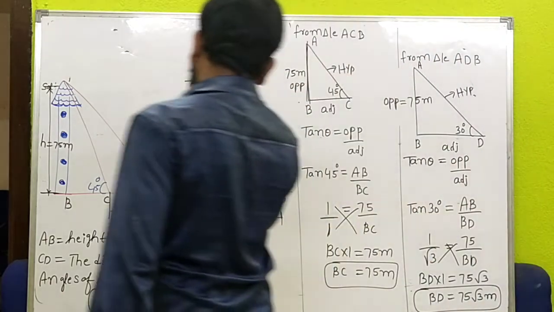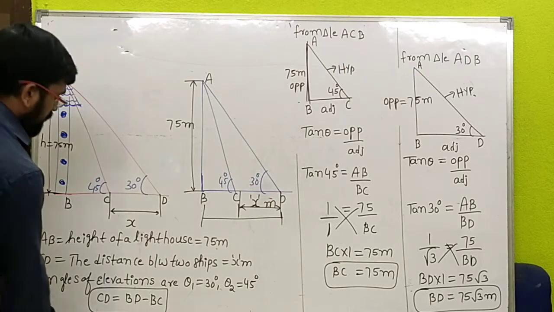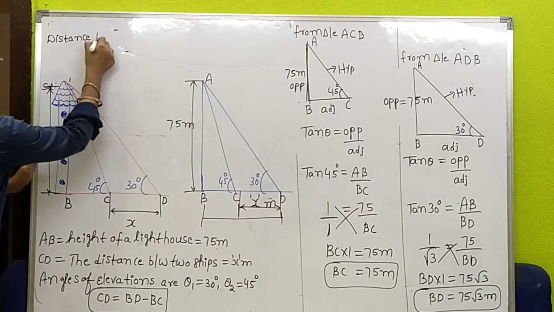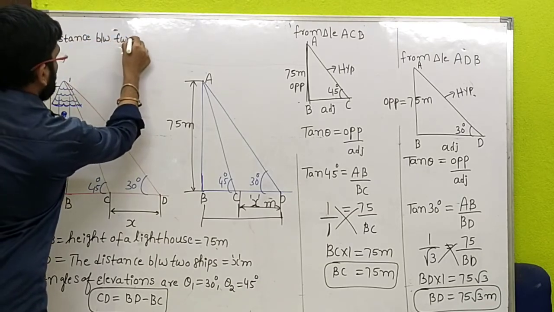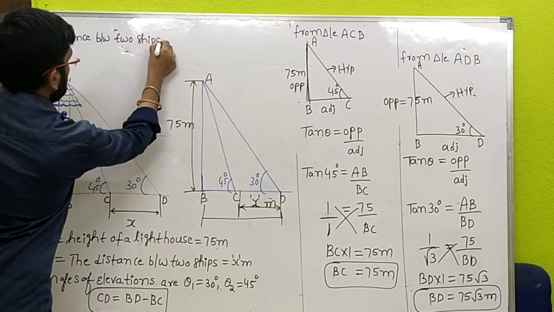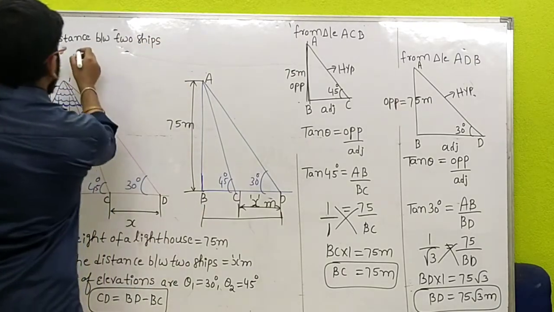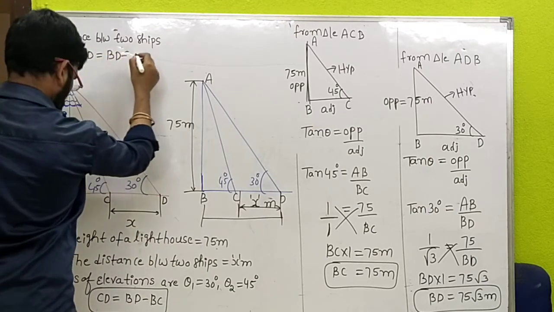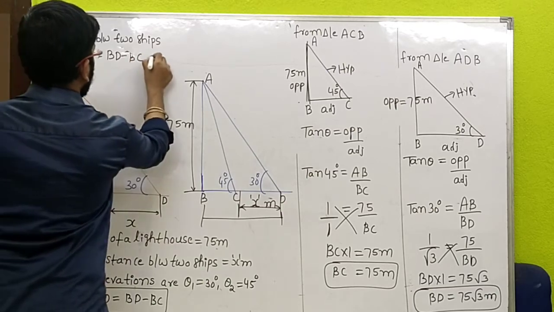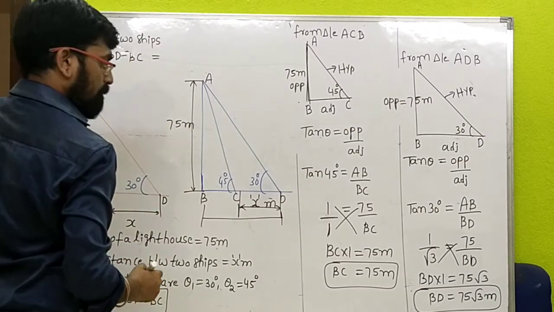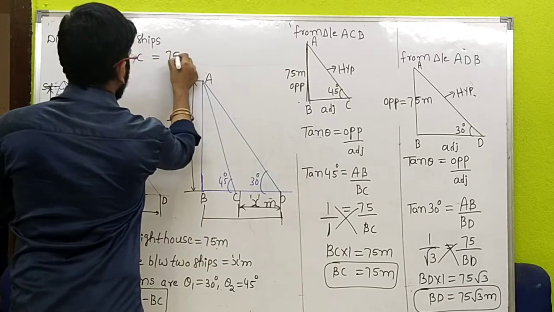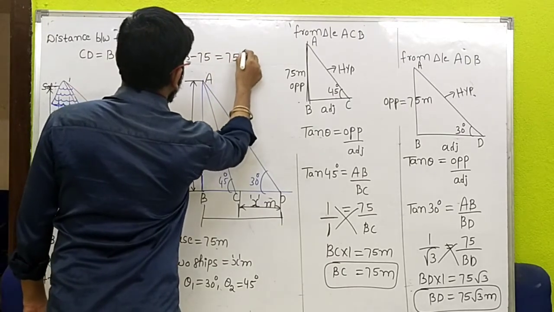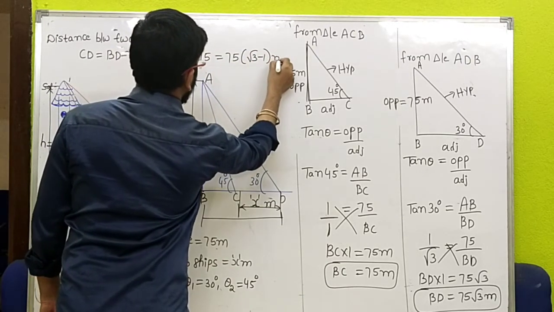Now we want the distance between two ships, which is given as CD. CD is equal to BD minus BC. So what is the BD value? BD is 75 root 3 minus BC, which is 75. If you take 75 common, it will be root 3 minus 1 meters.